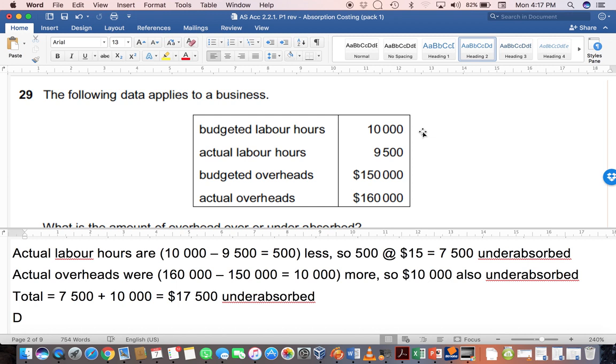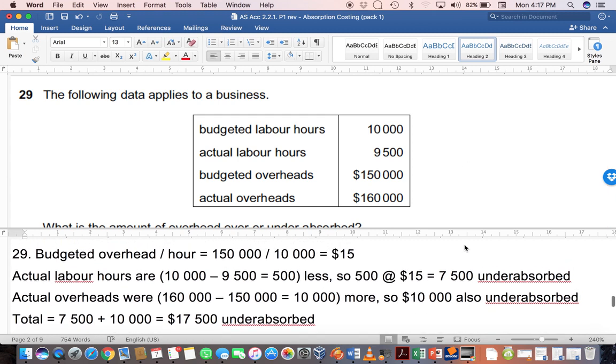It does come up very often. When you first encounter it, it can be seen to be quite complex, but actually it's not. Just approach it logically and look at what we did. The first thing was we worked out what was the absorption rate based on the budgeted overheads. You then have a look at the labor hours, and given the fact that your absorption rate is calculated as the overhead divided by the number of hours, where your hours are less, it means that your absorption rate should have been higher, and so therefore you are under-absorbed.